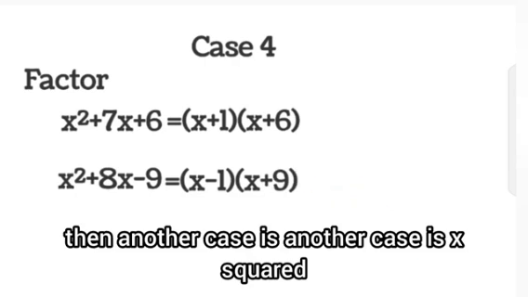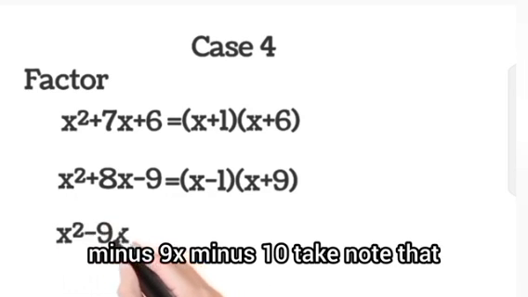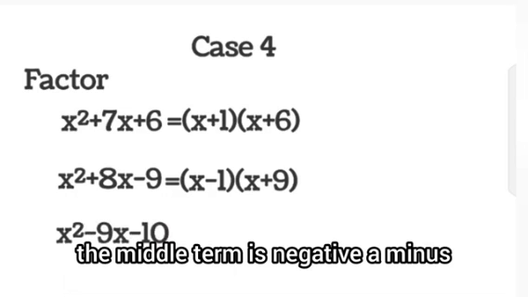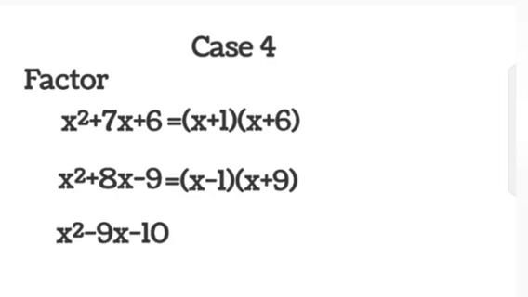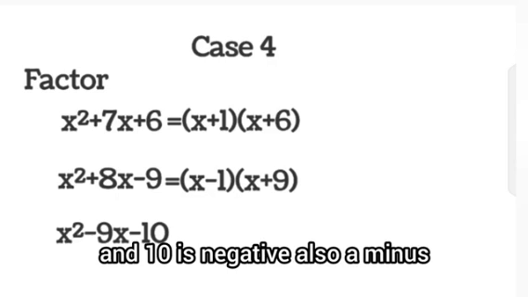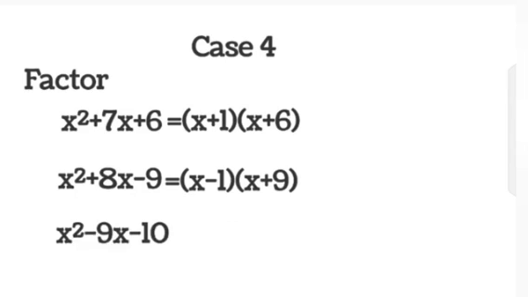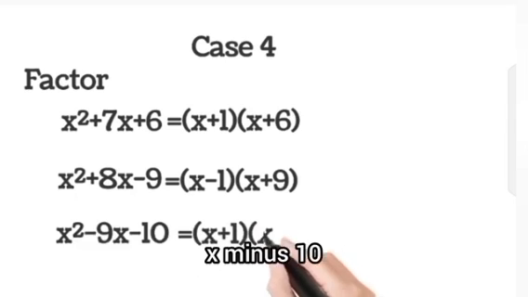Then another case is x squared minus 9x minus 10. Take note that the middle term is negative, a minus, and 10 is negative also, a minus. So they just differ by 1 in absolute value. So quantity x plus 1 times quantity x minus 10.